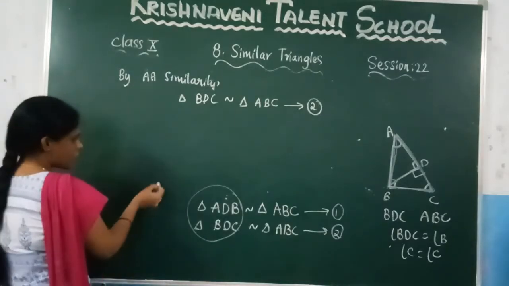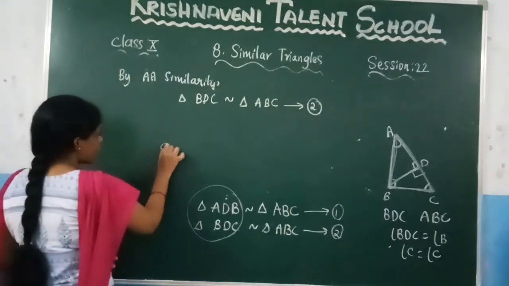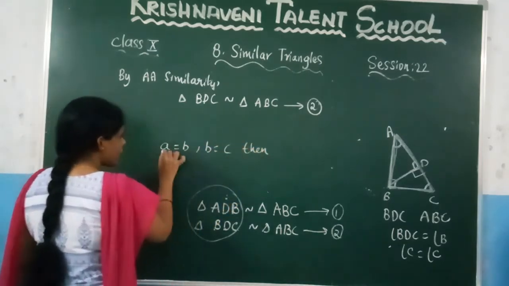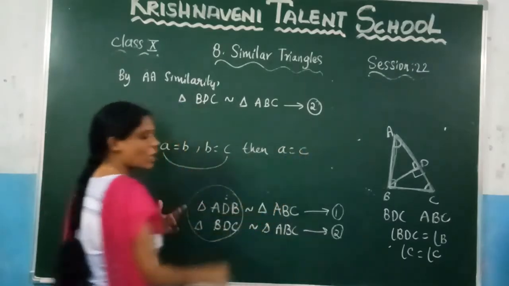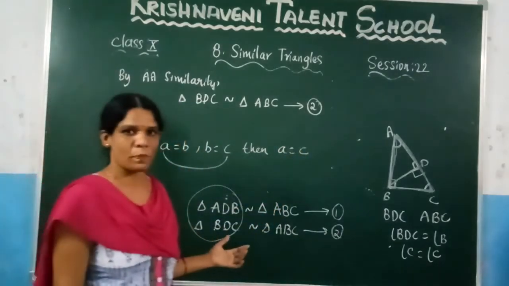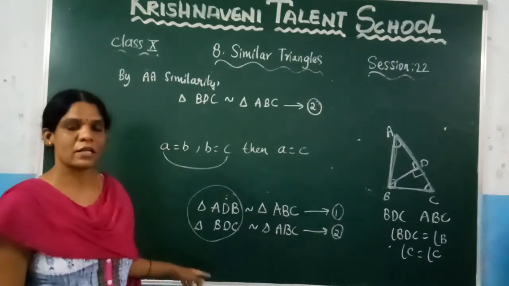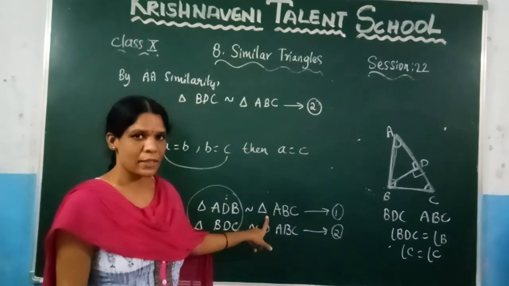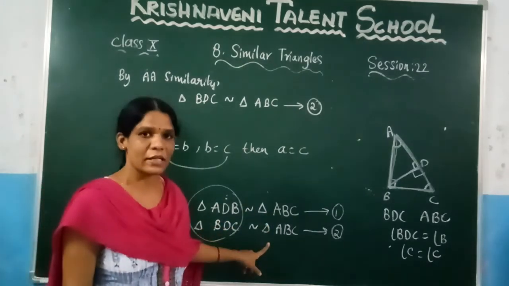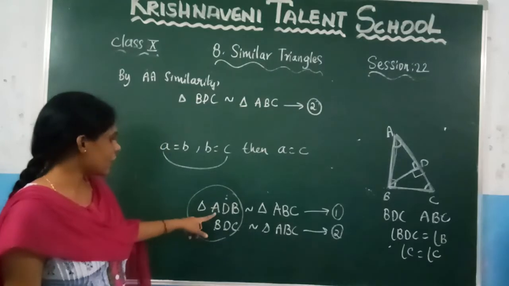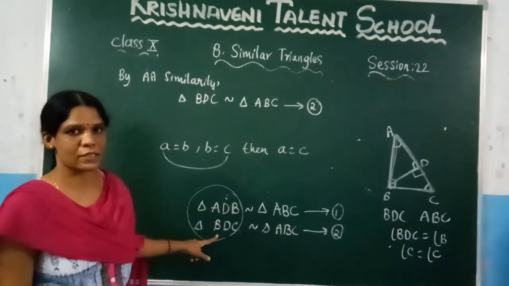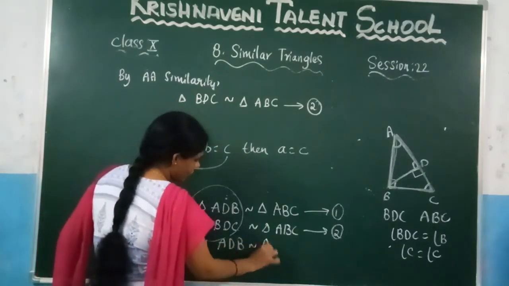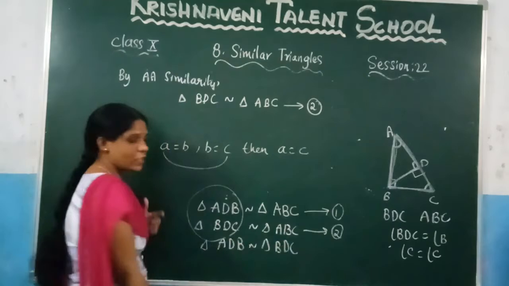You know that if suppose I am saying, if A is equal to B and B is equal to C, then what can we say here? We can say A is equal to C. What is this? We call it the transitive property, right? Based on that property, we can conclude, since triangle ADP is similar to triangle ABC and triangle BDC is similar to triangle ABC, so we can say that triangle ADP is similar to triangle BDC, right? So we got triangle ADP is similar to triangle BDC. This is what we need to prove.